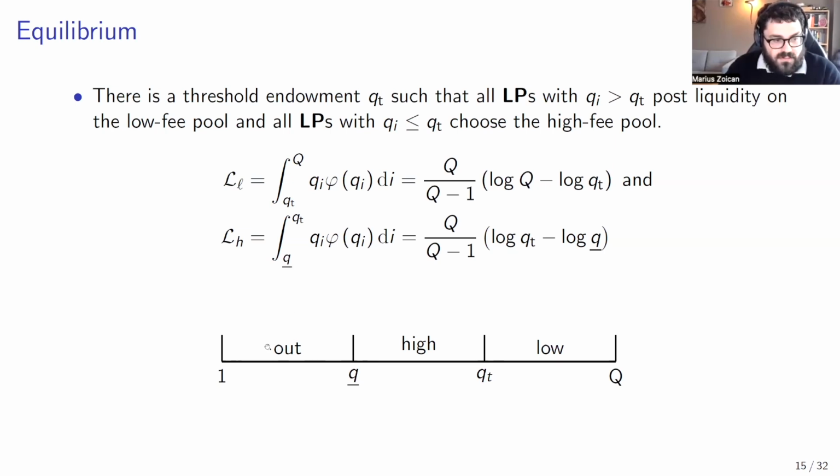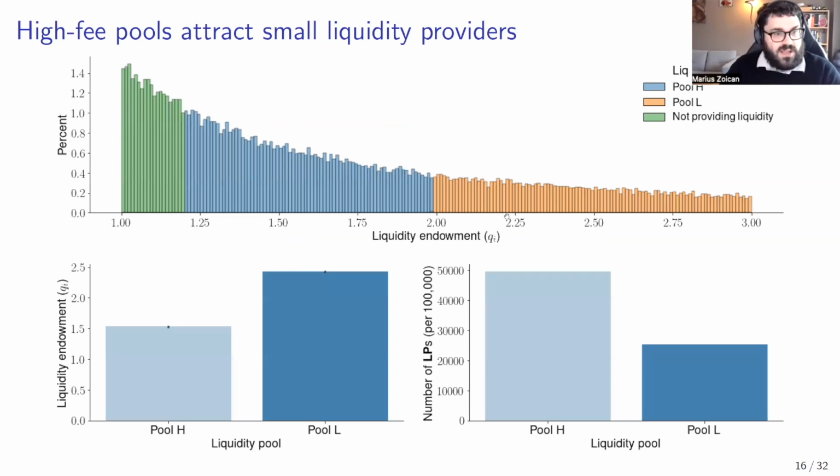You might have another threshold, Q underbar, such that everybody with an endowment below it just stays out of the market, because for them the fixed cost is prohibitive. So in the end, if you're simulating this distribution, you're going to have potential liquidity providers with very low endowments that simply cannot afford the gas fee at all, so they stay out of the market altogether. You have the intermediate endowment liquidity providers who want to benefit from the savings in rebalancing costs, and they go to the high fee pool. And then everybody who's really rich, the big whales, will compete on the low fee pool.